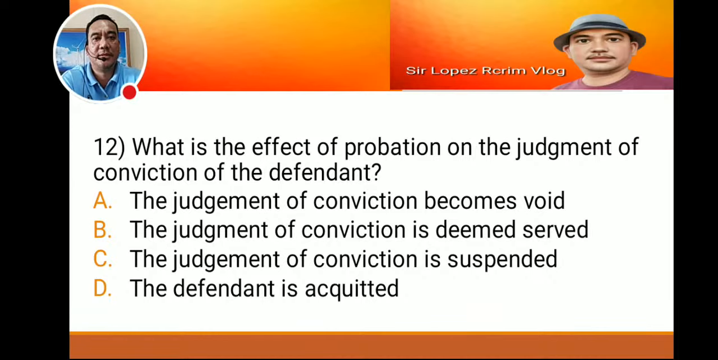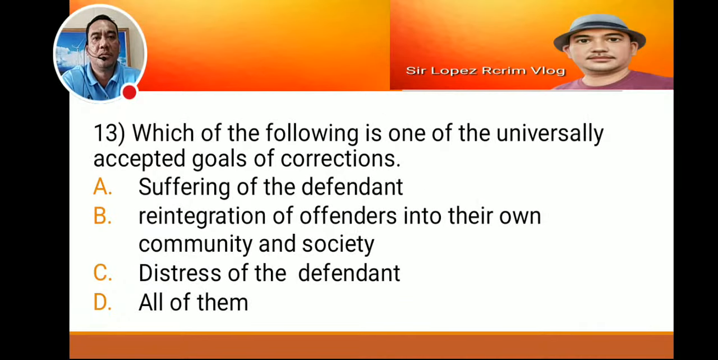Question number 13. Which of the following is one of the universally accepted goals of corrections? Letter A, suffering of the defendant. Letter B, reintegration of offenders into their own community and society. Letter C, distress of the defendant. Or letter D, all of them.